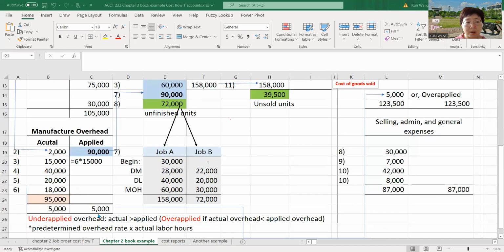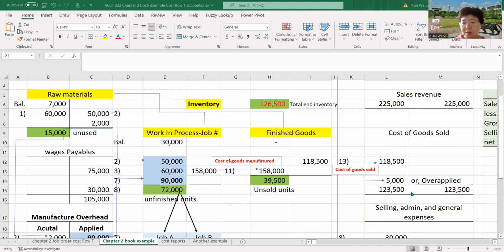So we can add or deduct the balance directly under the cost of goods sold. So directly to the cost of goods sold, and omit the work in process and finished goods. And this is the approach we used in this example.